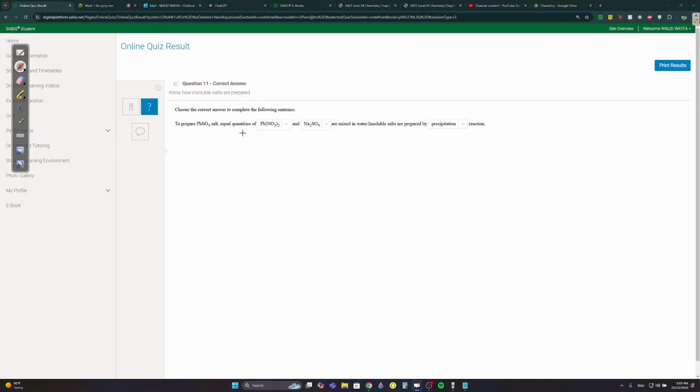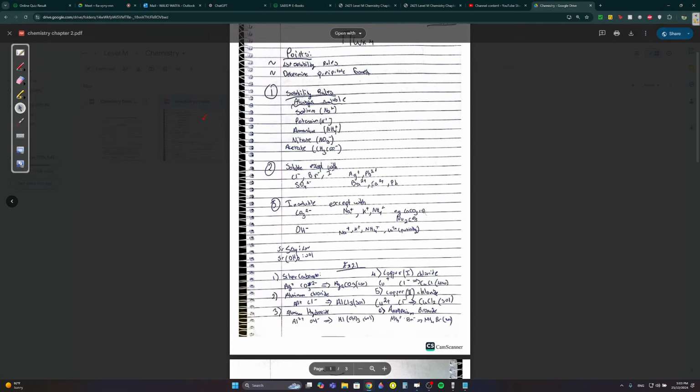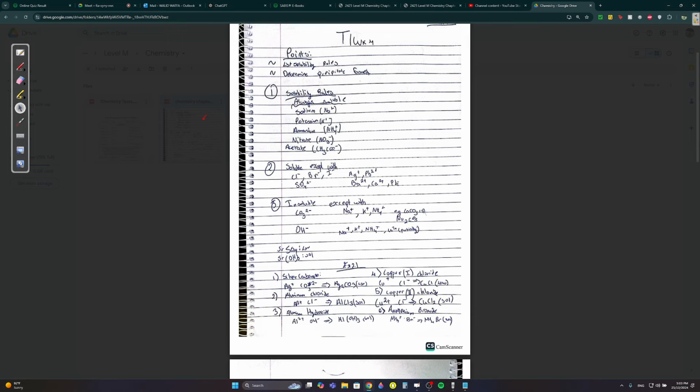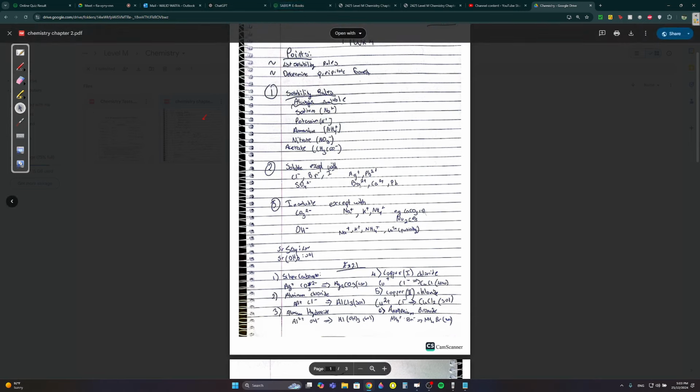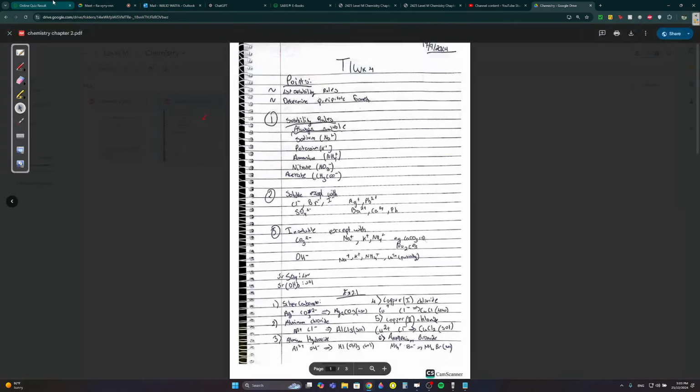To prepare PbSO4 salt, equal quantities of what and what are mixed in water. PbSO4 is insoluble. If you go to our solubility rules here, SO4 is always soluble except with barium, calcium, and Pb. Because these all form white precipitate with SO4, by the way. Because you need this for topic 11, the chemical analysis. You need it for this.